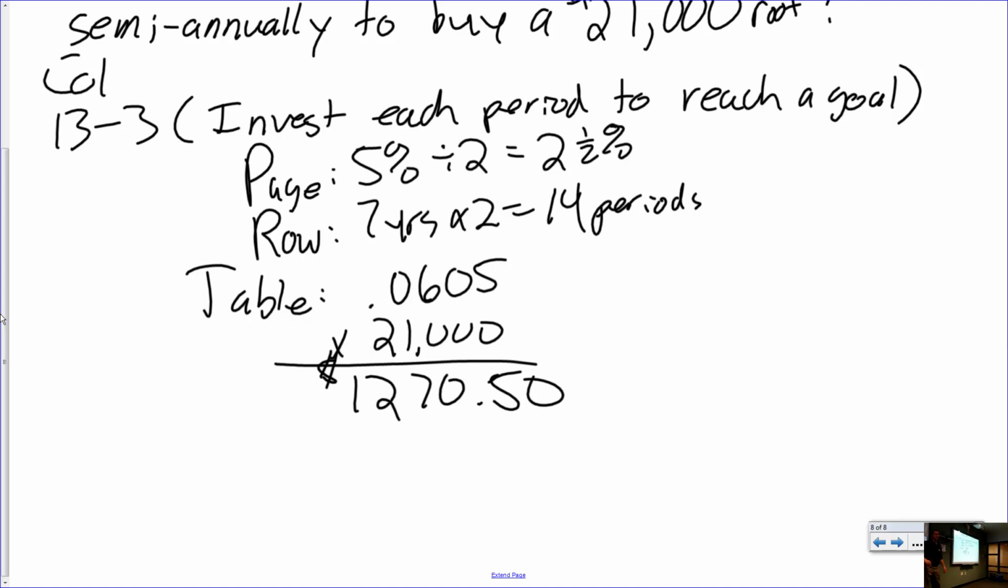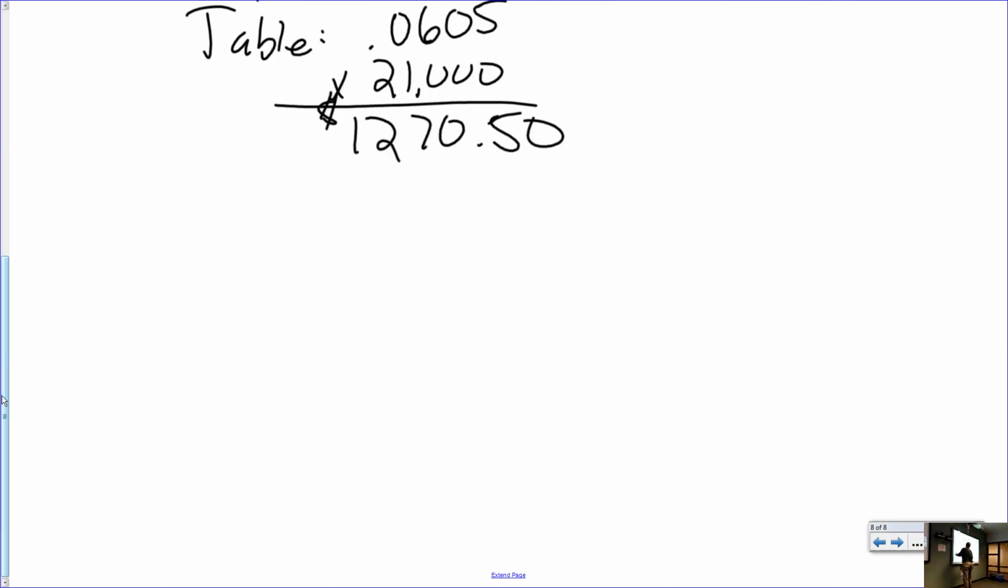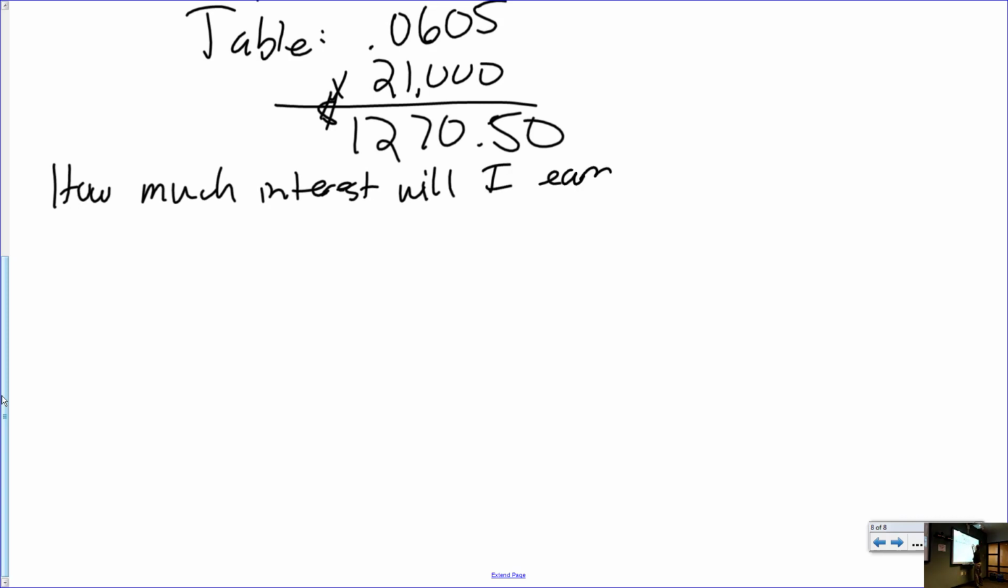Yeah, that's about $200 a month. That's probably not too far from the truth, right? Now, my question to you is, how much interest will I earn? How much interest will I earn to pay for my roof?